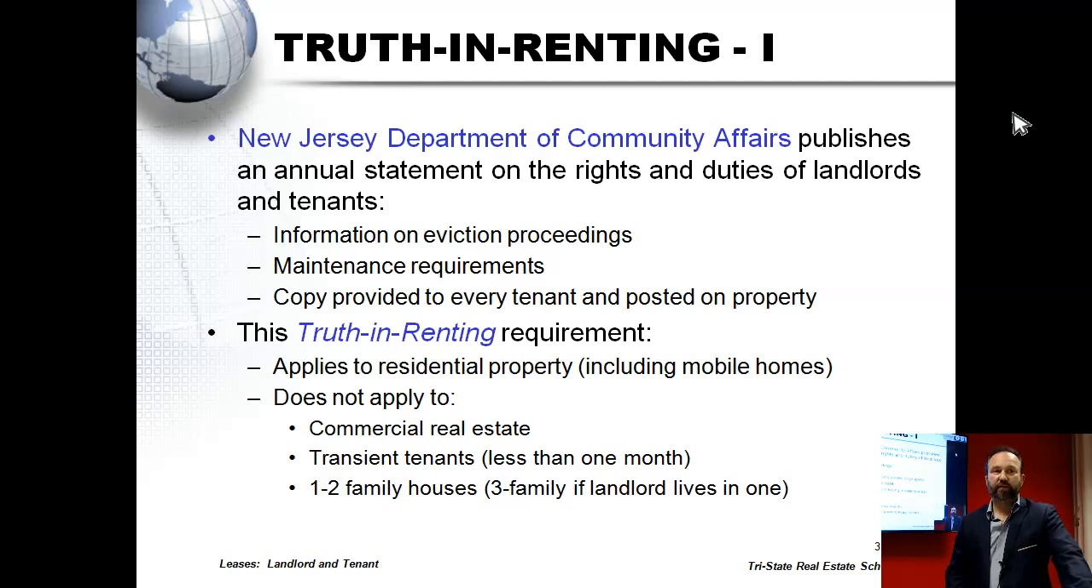It applies to residential properties, including mobile homes. It does not apply to commercial leases, transient tenants, which is less than 1 month, and 1 to 4 family houses where three families live if the landlord lives in one. So it doesn't apply there. So if you have somebody who is a landlord and they're renting out some space they have that's a triplex or something like that, it doesn't apply to that. Although I would still make it a practice to give out the Truth in Renting book anyway.